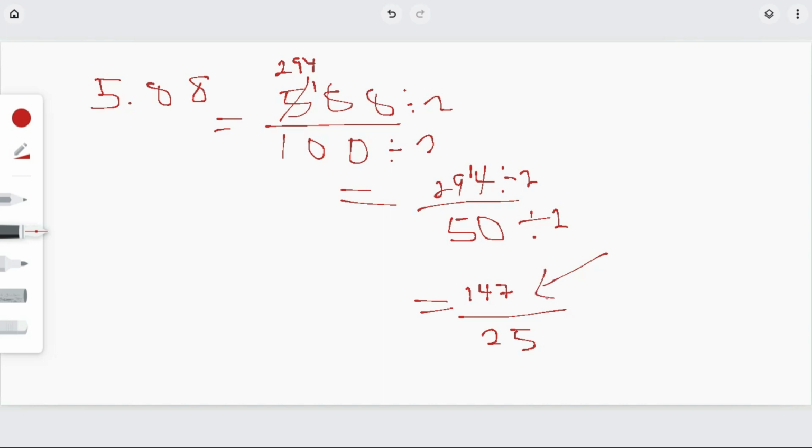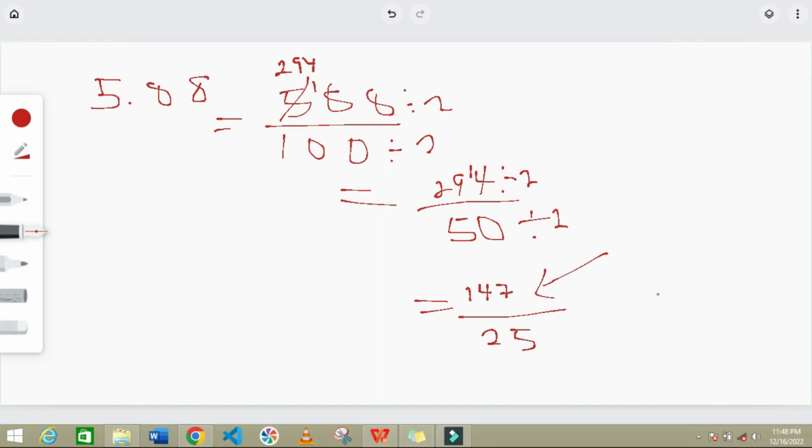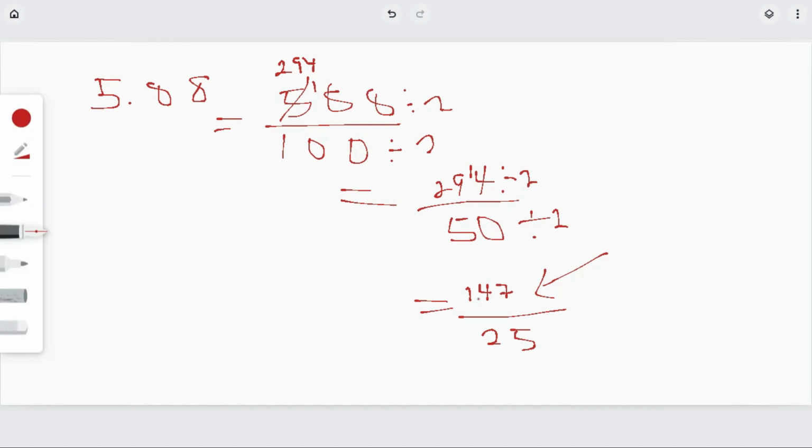That means we are going to change it to a mixed number. Now how many 25s can you find in 147? That's definitely 5. You understand? So 25 times 5. 5 times 5, that's 25. Write 5, keep 2. 2 times 5, that's 10 plus 2. That's 12. So we have 125.